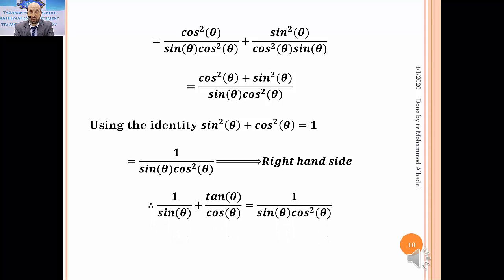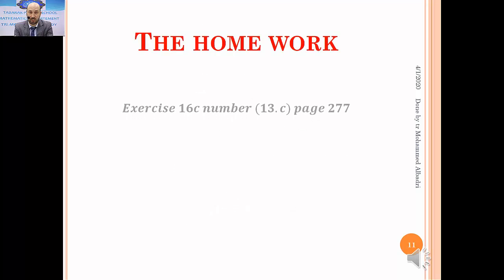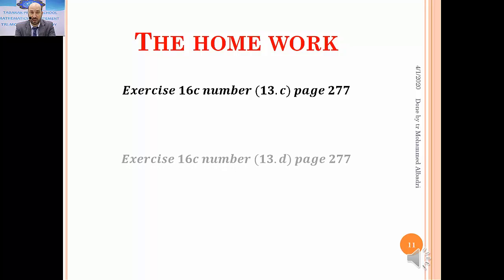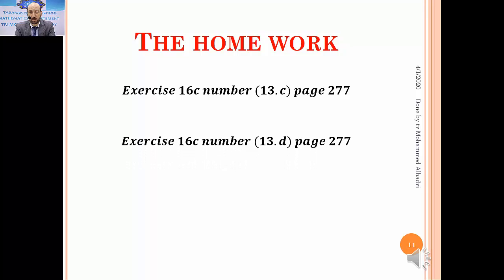And now for the homework, it will be exercise 16c, number 13c, page 277, and exercise 16c, number 13d, page 277.